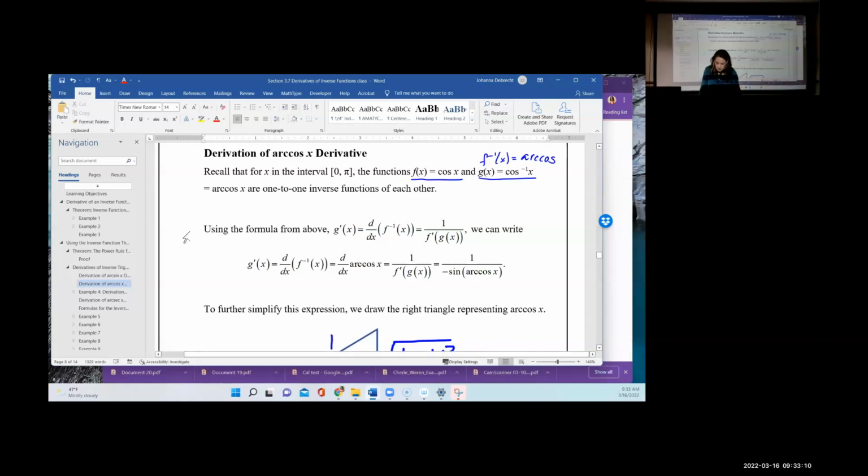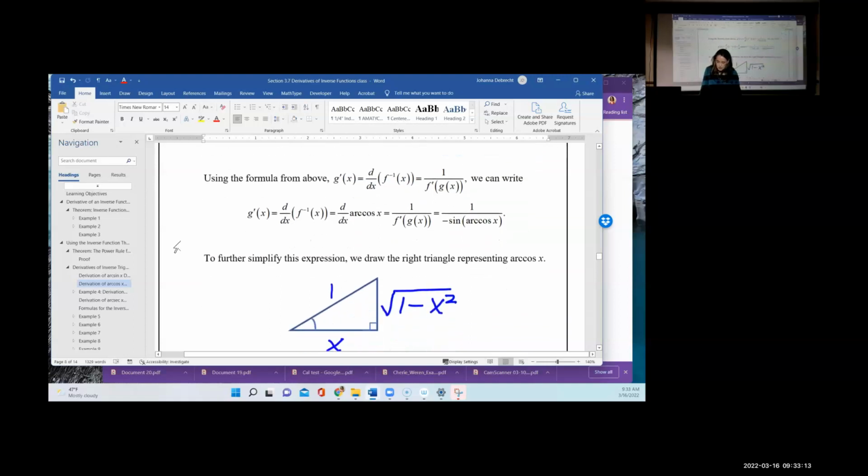Now the next thing we're going to do is draw a triangle. We want to draw the triangle for which the arc cosine is x. What angle has a cosine that's x? So we draw a triangle. We want the cosine of it to be x. So the adjacent side is x and the hypotenuse is 1. That means we don't know the opposite side, but we can use the Pythagorean theorem to find it. And then once we use the Pythagorean theorem, we had this.